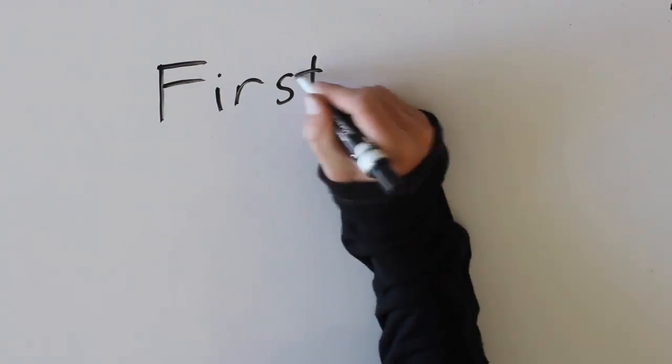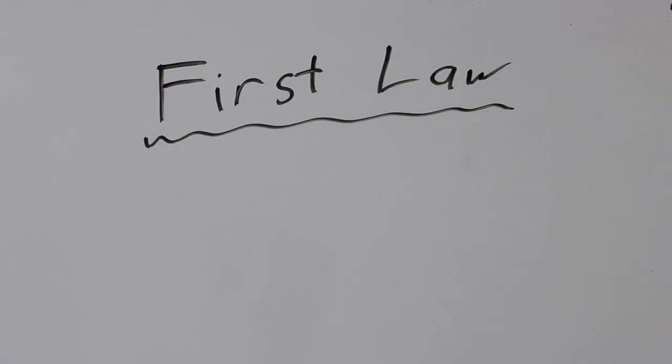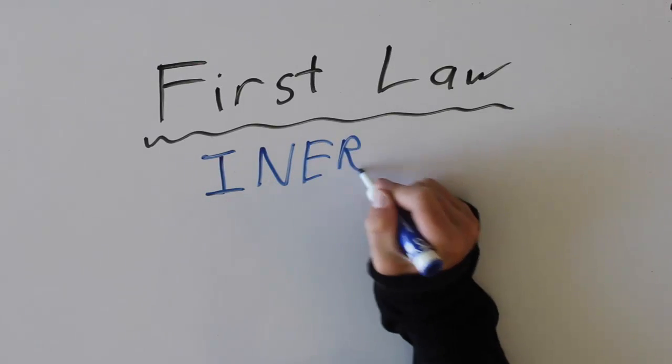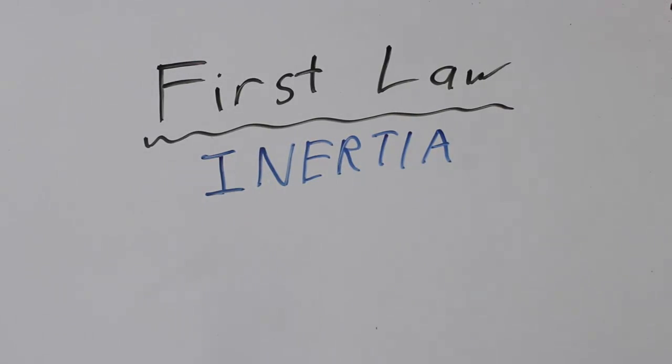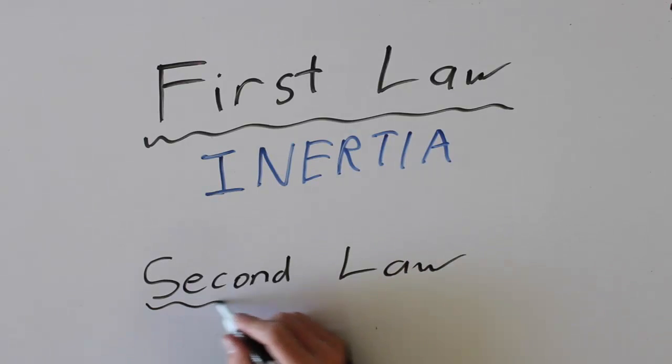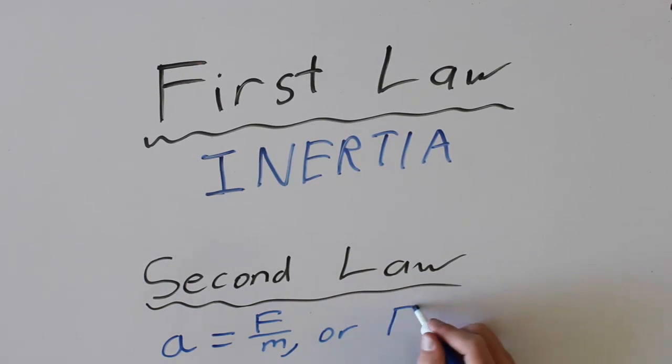All in all, Newton's first law states that objects have inertia, so they tend to resist change in motion. Also, heavier objects have more inertia. Newton's second law states that the acceleration of an object equals the force divided by the mass.